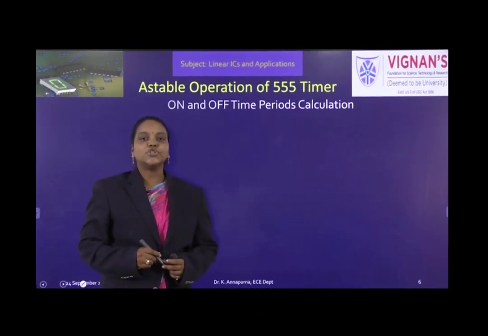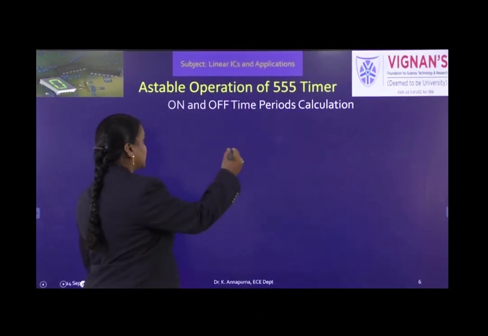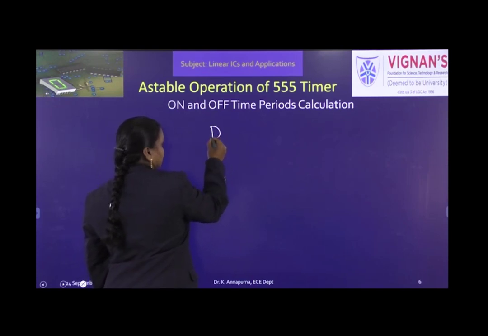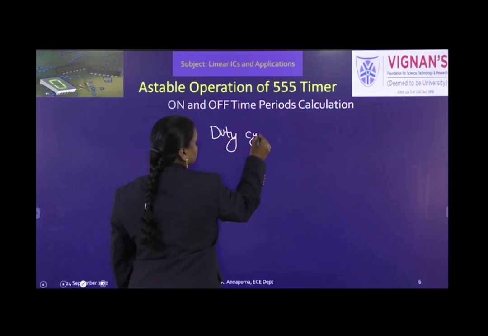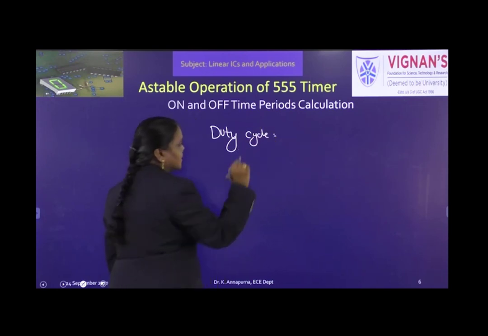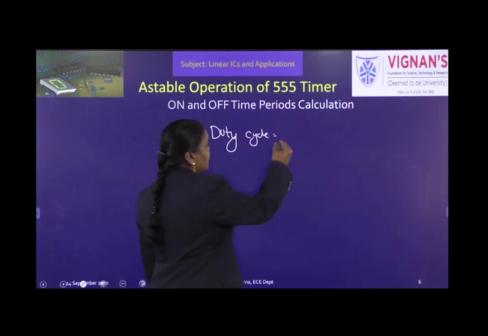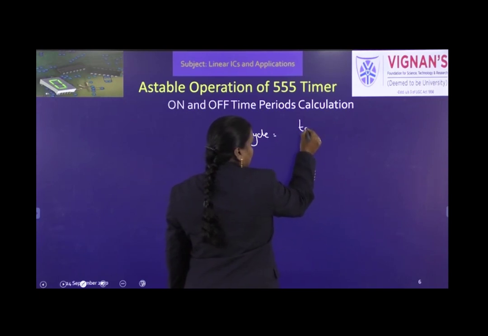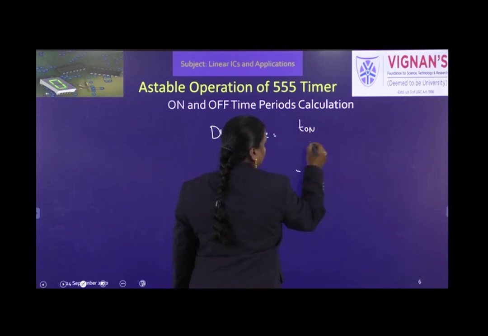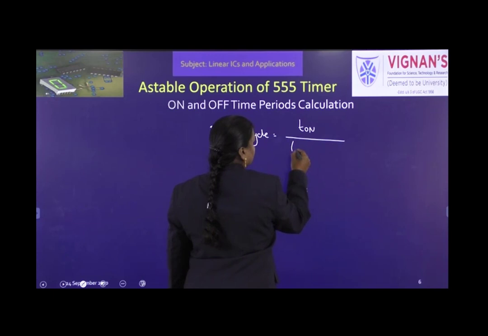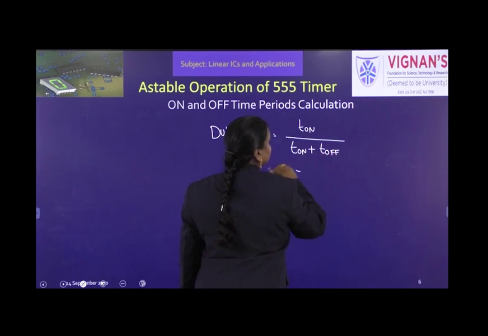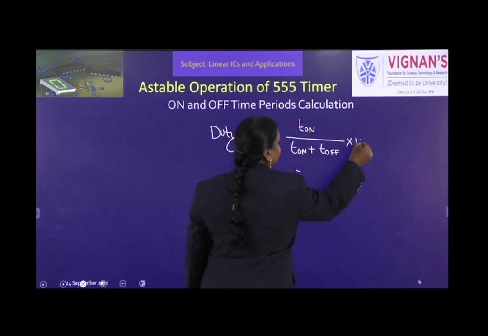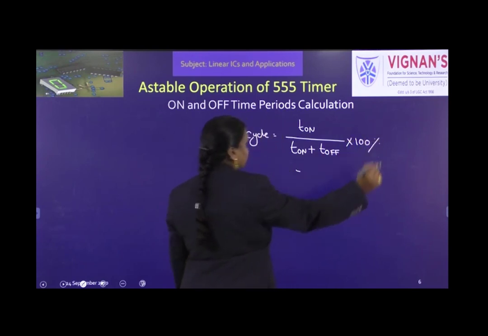Okay, now let us see duty cycle. So what is duty cycle? Duty cycle is nothing but the on period to the total period. It is the ratio of on period to total period. So T on by T on plus T off. And generally it is represented as a percentage, so into 100%.